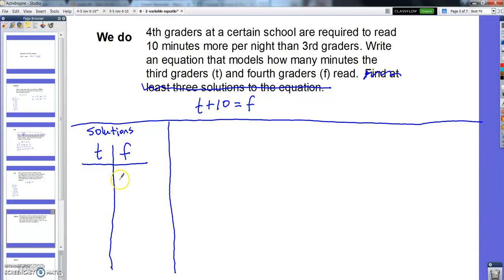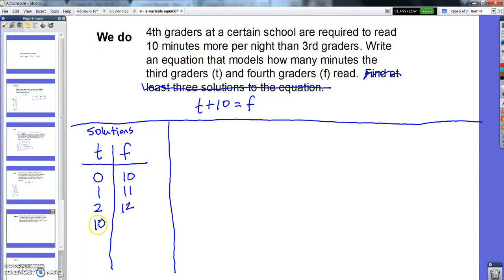I'm going to start by listing some not all that reasonable solutions, just because that's how the tables usually work. So I'd probably start, there's a possibility 3rd graders just don't have to read at all at this school, no minutes. And if they read no minutes, 4th grade would read 10 minutes. If 3rd grade reads 1 minute a night, which I know is silly and not likely, 4th grade would read 11. 2 minutes a night would be 12. And so now maybe I want to skip to some more reasonable solutions. Those aren't great.